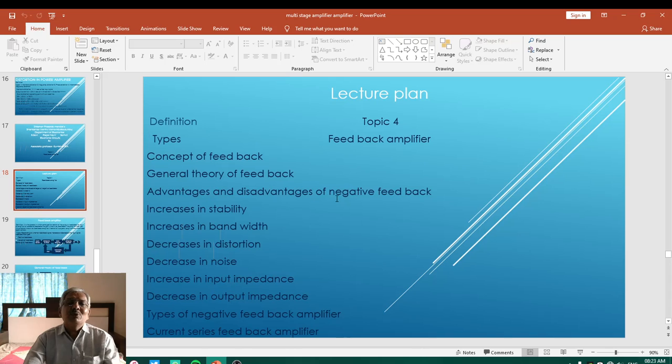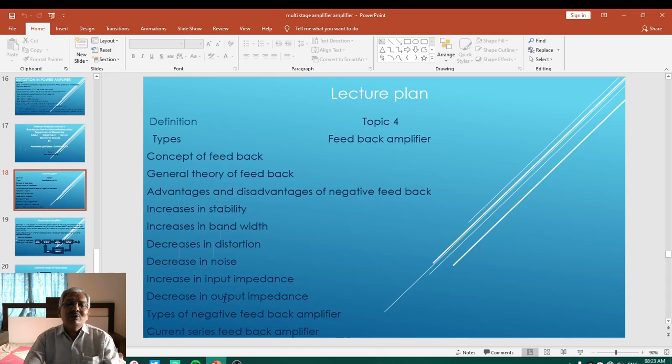And we are going to prove almost all advantages and disadvantages of the negative feedback: increase in stability, increase in bandwidth, decrease in distortion, decrease in noise, increase in input impedance, decrease in output impedance. So these are the properties which are associated with the negative feedback amplifier, and we are going to prove all these properties one by one.